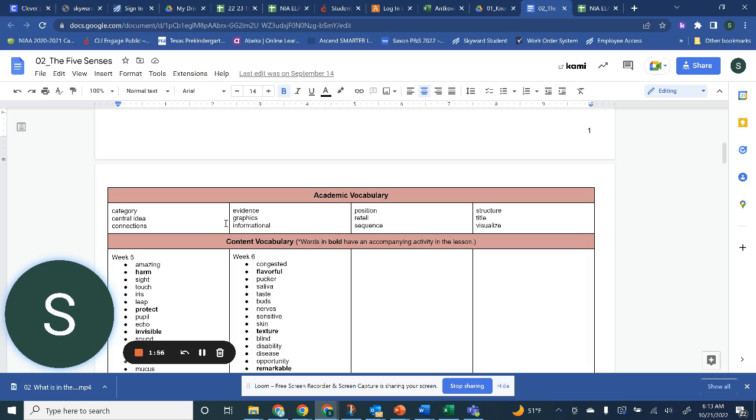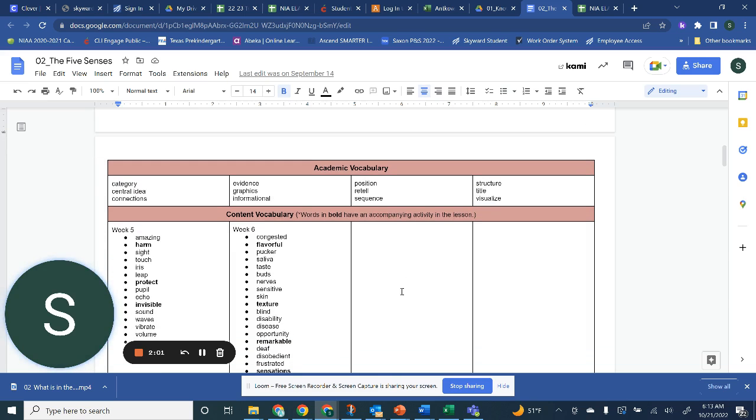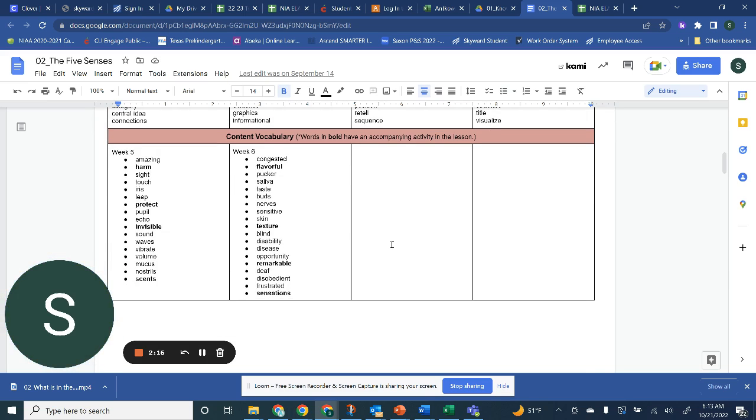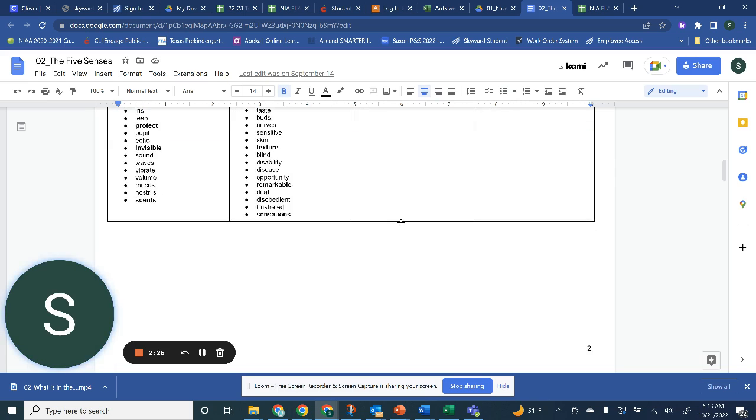If you keep going, the next thing you'll see is the academic vocabulary. These words are very important to teach to your students. These are the big words, the important words that we want them to understand when they're talking about the different subject areas in the rhythm of your instruction. Then underneath that, you have your content vocabulary. These words are specific to the reading that you'll be doing to them or the reading that they'll be doing on their own. If the word is in bold, there's actually an activity in the lesson plans that you can do for that specific word.